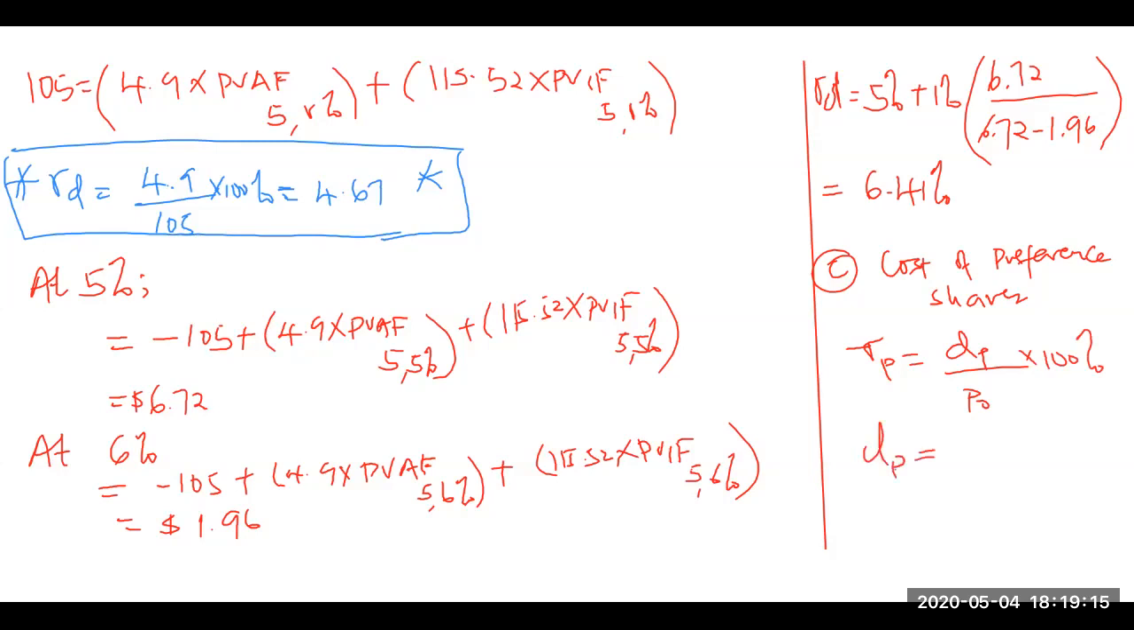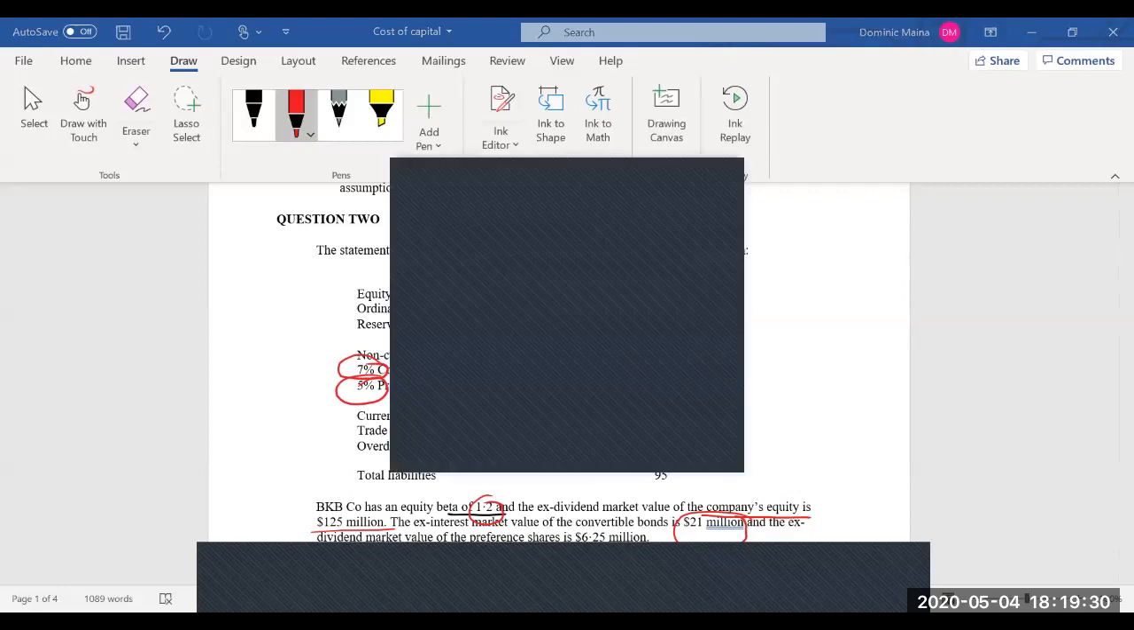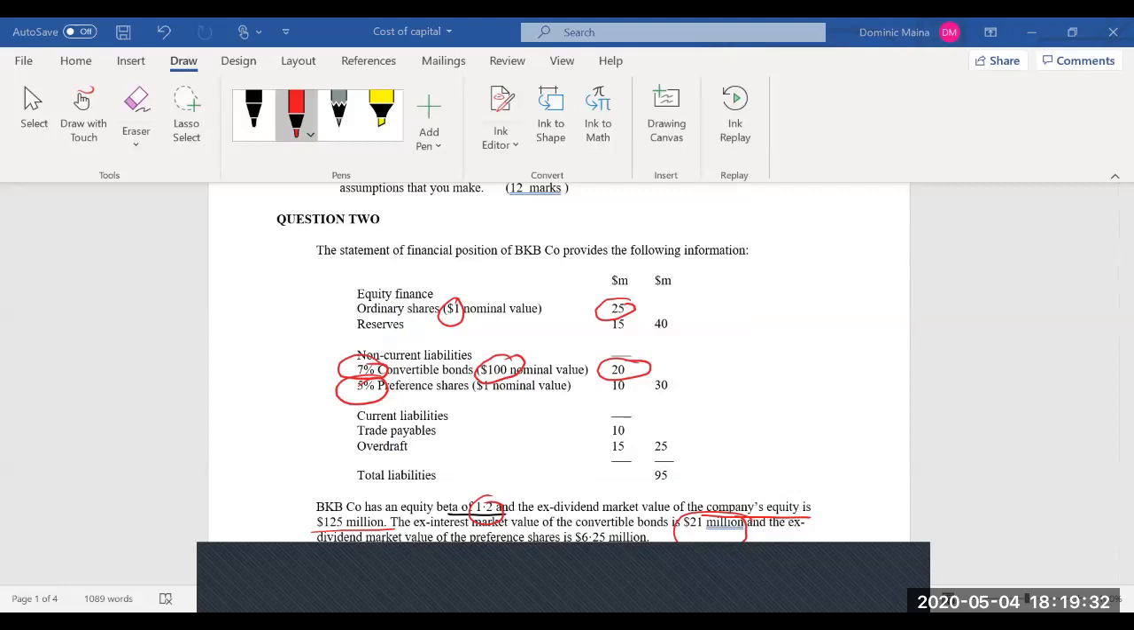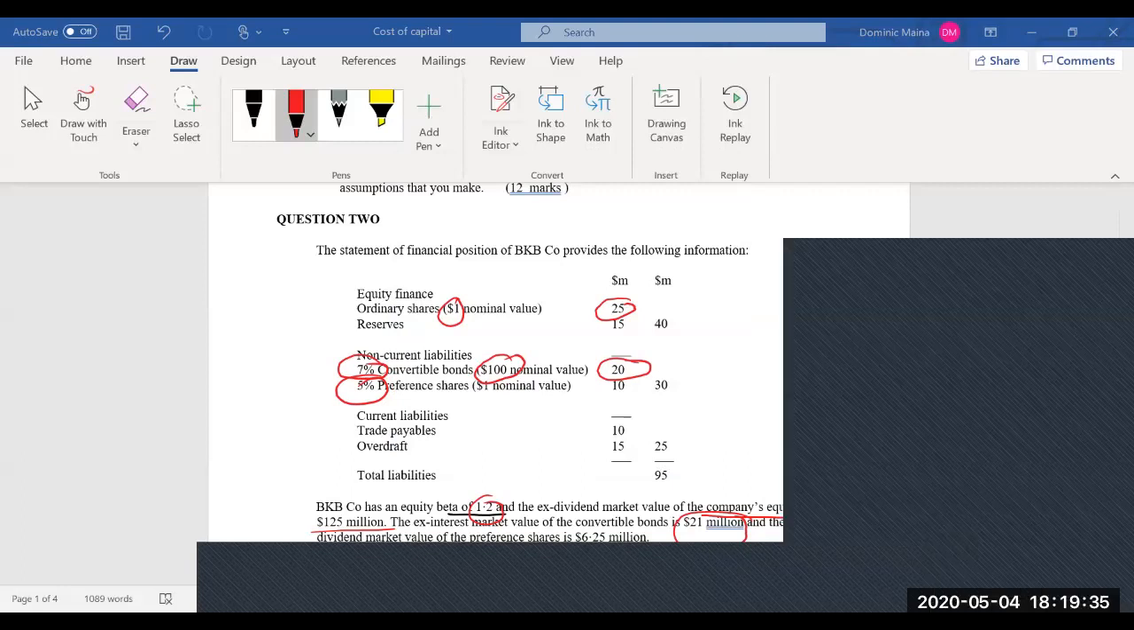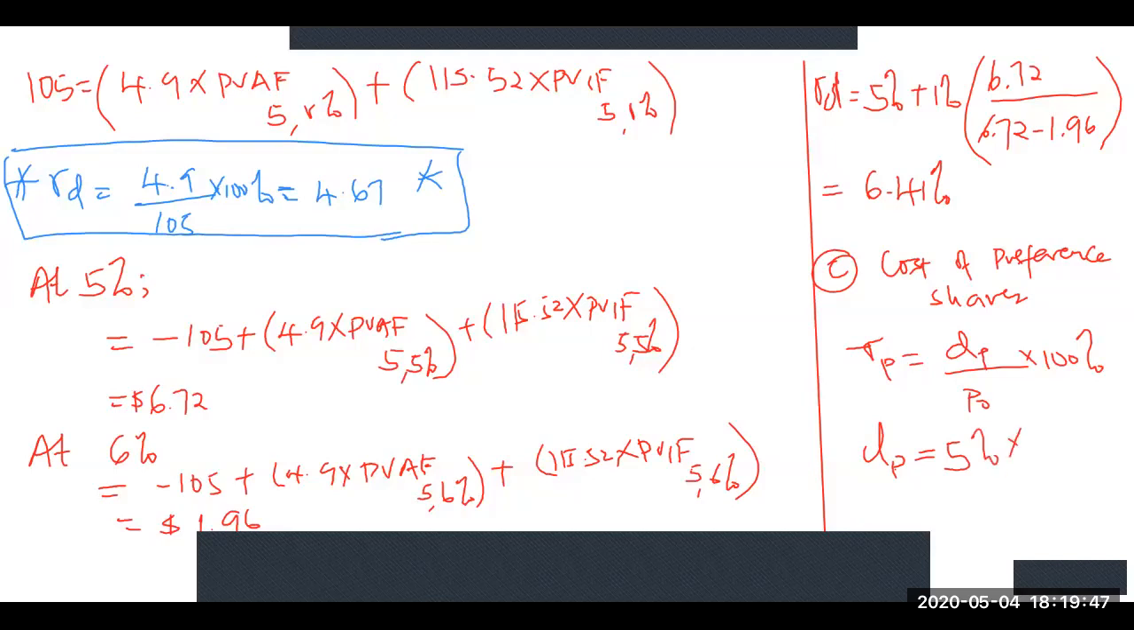So going back to the question, this preferred share is paying the dividend at 5%. Don't forget the preferred dividend has no tax on it, not like the interest on the convertible bond. So you simply get the entire dividend. Therefore, the preferred dividend is equal to 5% times $1, the nominal value of the preference share, to give us 5 cents. So the preferred dividend is 5 cents.